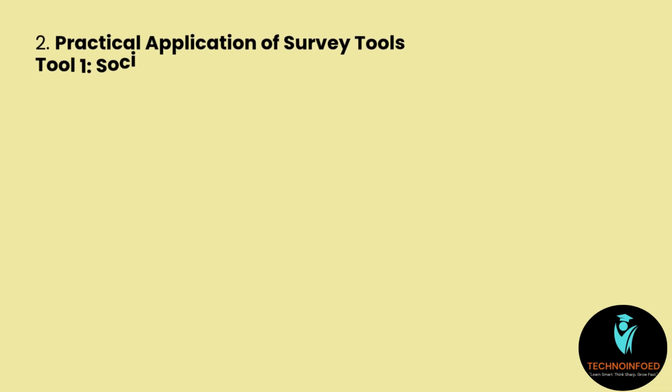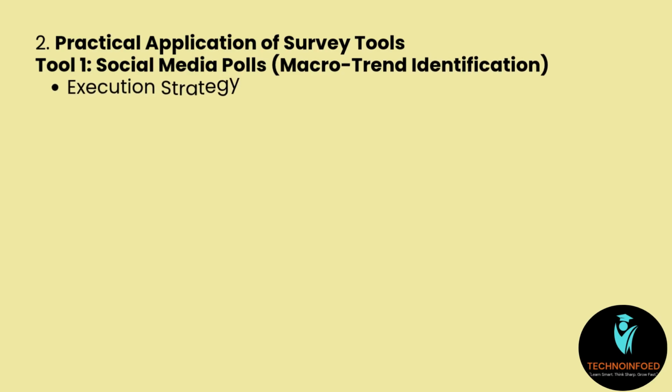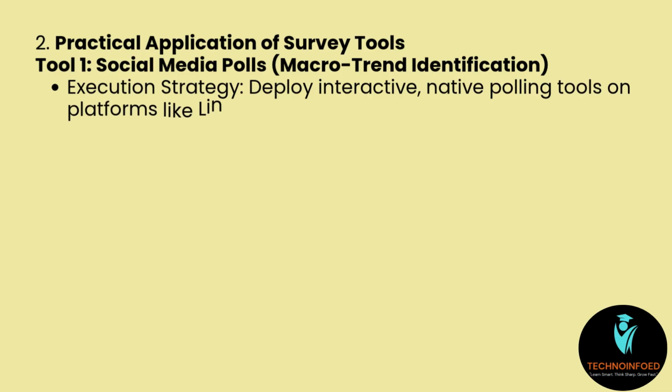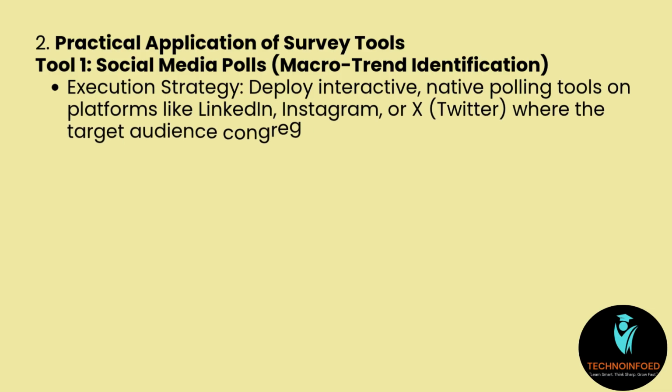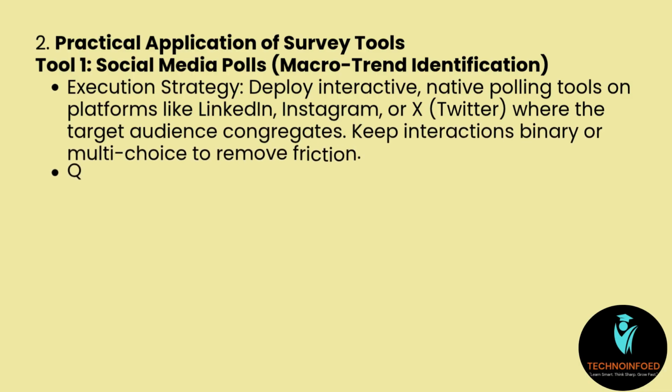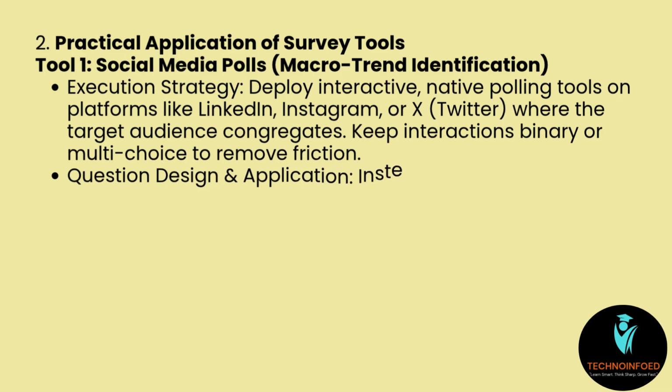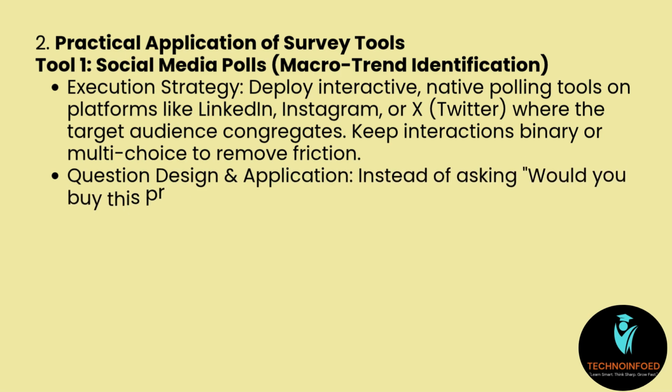Social media polls are incredibly powerful because they have almost zero friction. People love to click a single button while scrolling through LinkedIn, Instagram, or X. However, the secret lies in how you design the question. Never ask a hypothetical question like, would you buy an organic cleaning product if I made one? Consumers almost always say yes to be polite, which gives you false data.